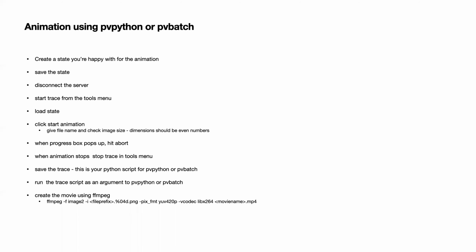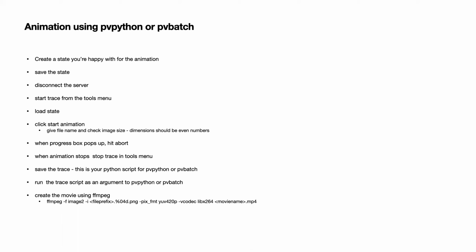But you can use PV Python or PV Batch. If you're not really a Python person, there's a fairly simple way you can do this. You create a state you're happy with, you save the state. That's in the file menu. You save the state, give it a name. You disconnect from the server, that's also in the file menu. You go to the tools menu and start trace.